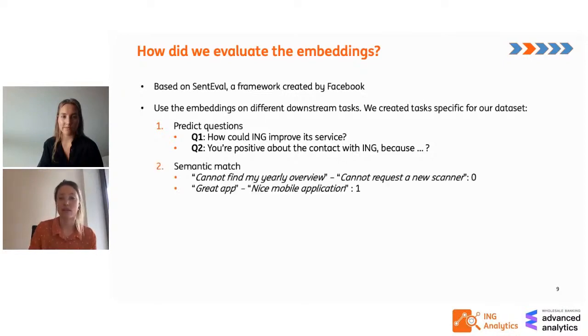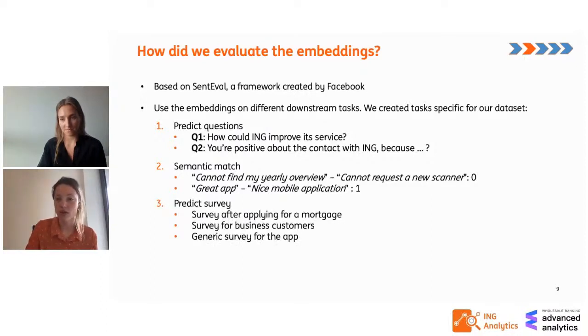Then the second task is a semantic match task. We create embeddings for two feedback responses and want to predict whether they have the same meaning or not. So in the example, you can see, cannot find my yearly overview and cannot request a new scanner. They don't have the same meaning, so the outcome should be 0. While great app and nice mobile application have a similar meaning, so the model should predict a 1. They're the same.